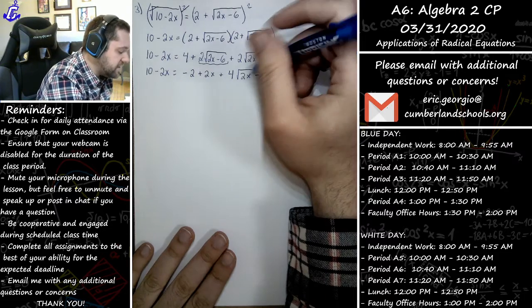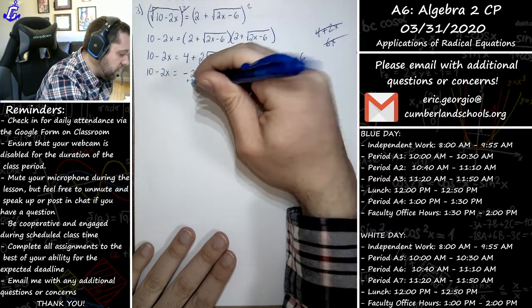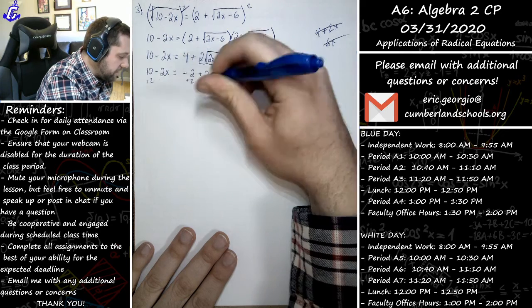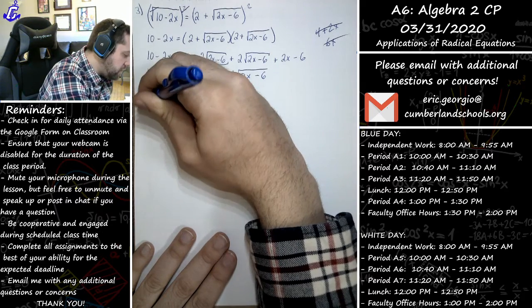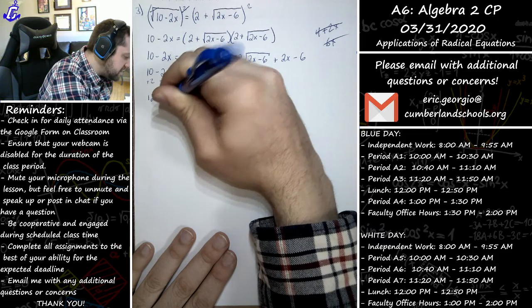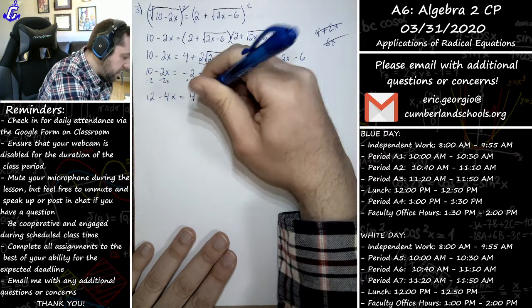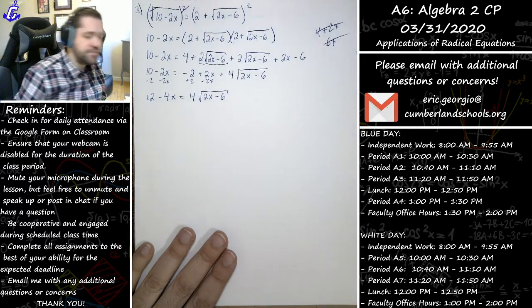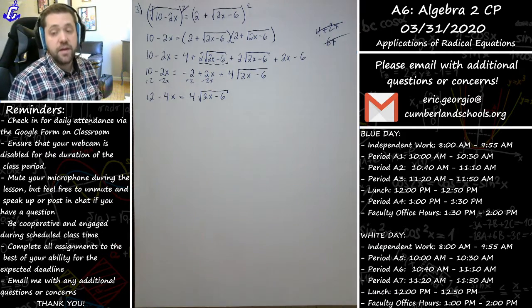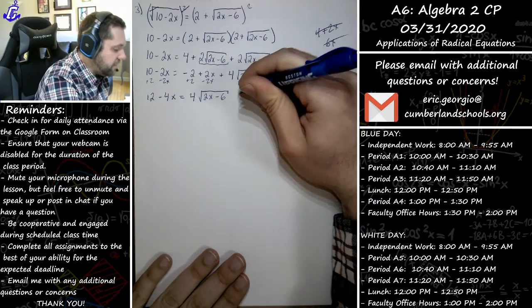I'm now going to isolate this radical by moving the 2 over to this side. I'm going to subtract 2x over to this side. That gives me 12 minus 4x is equal to 4 times the square root of 2x minus 6. Everybody see that? Now, I pointed out something about a problem like this.